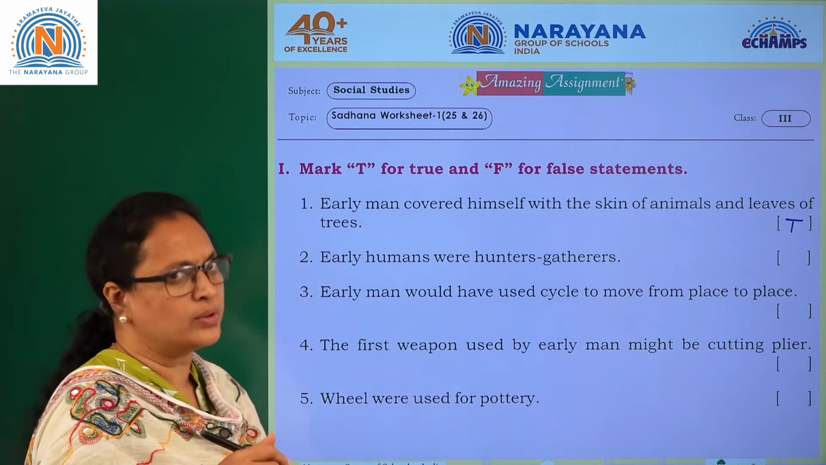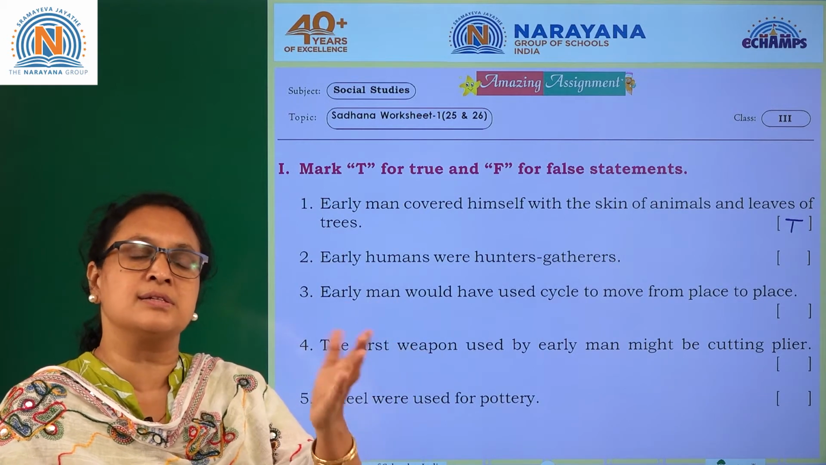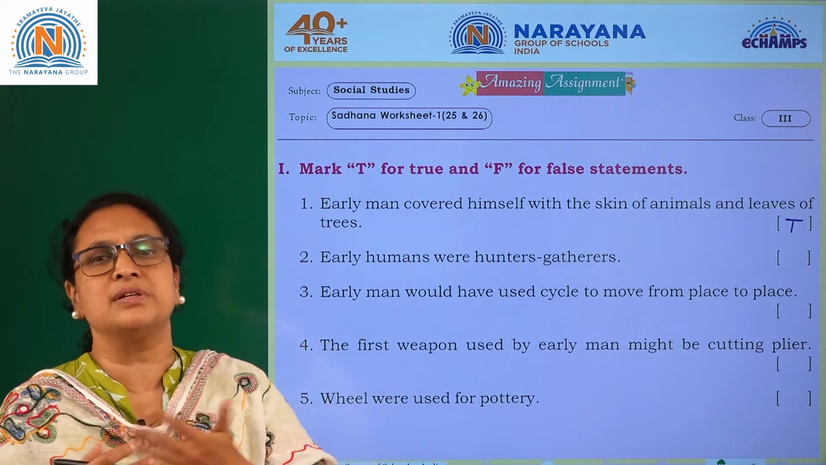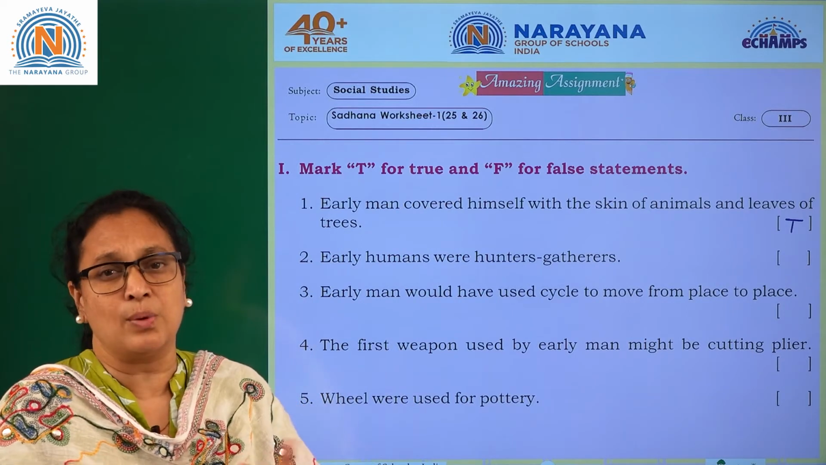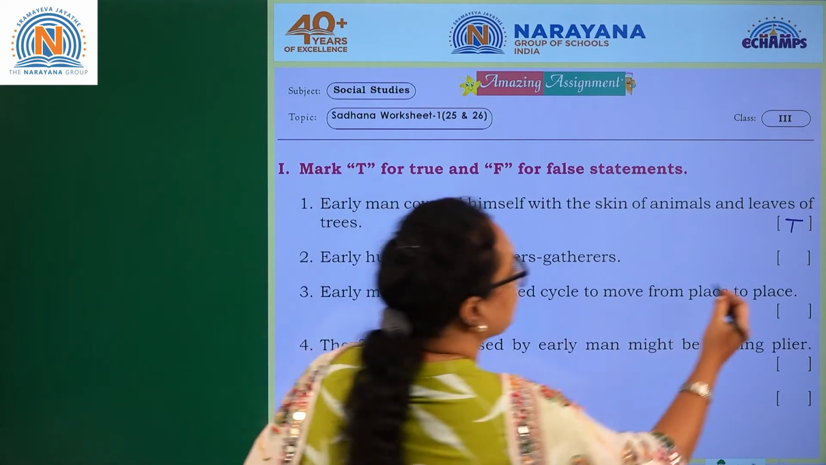Do you think even now the hunter-gatherers are existing? Yeah. If you go deep into the jungle, still the tribal community there tries to live in the primitive lifestyle only. They don't want to adopt our lifestyle. So early man were hunter-gatherers. Yes, it is true again.